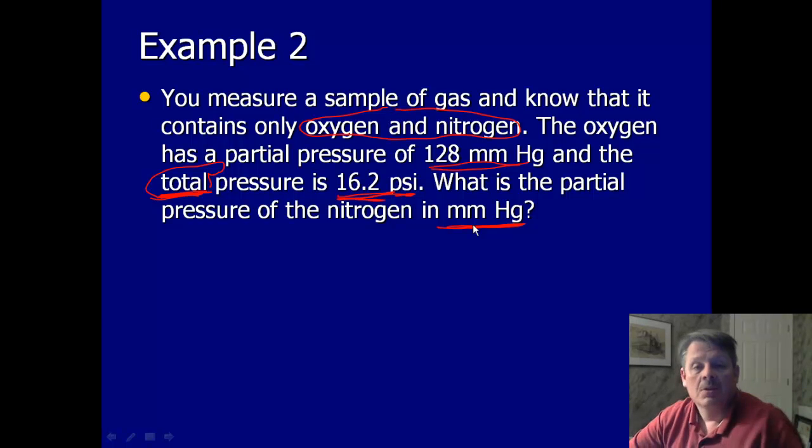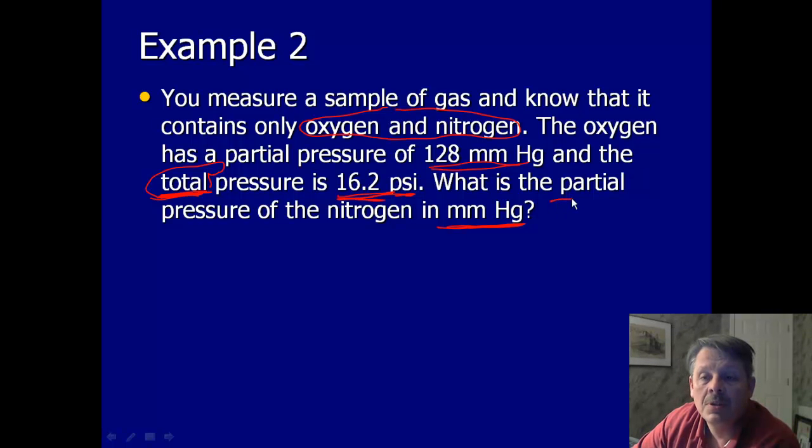Alright, well, there are a couple of ways to do this. You could convert everything to psi and do it in psi and then convert your answer to millimeters of mercury. You could convert it to atmospheres and then eventually convert to millimeters of mercury. I look at it as, since I'm trying to go to millimeters of mercury and I've got millimeters of mercury up here, I might as well do everything in millimeters of mercury.